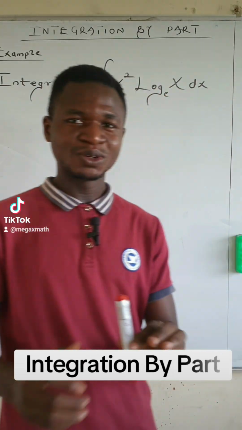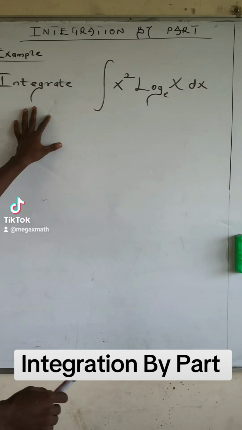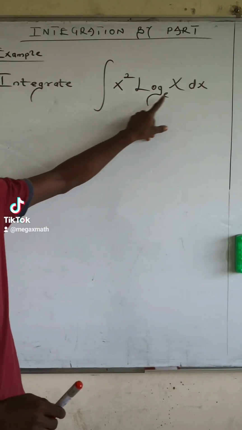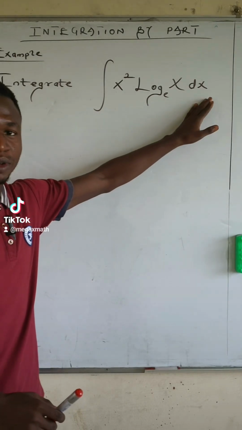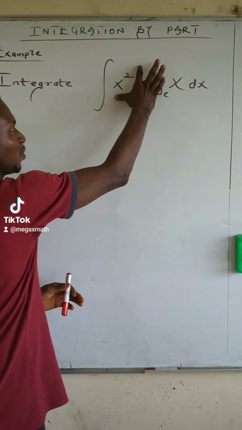So we're going to be looking at this question on integration by parts. Now the question says that we should integrate x squared times the logarithm of x to base e with respect to x. If we look at this question, this is the integral of a function.